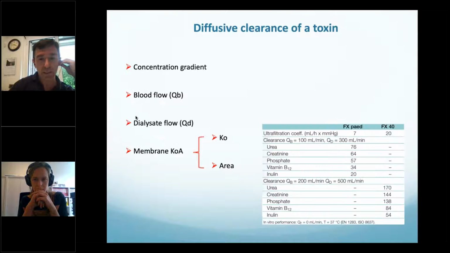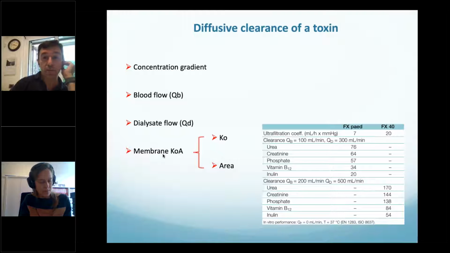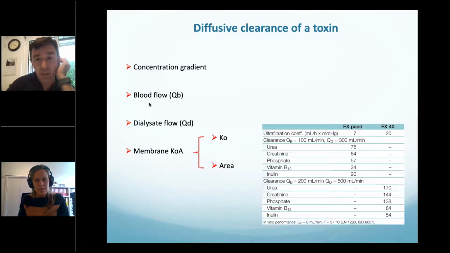All these factors can be summarized looking at the clearance of the different substances. If you look at the fact sheet of each filter, you can look for each substance at its clearance for a specific filter and a specific blood flow and dialysate flow.